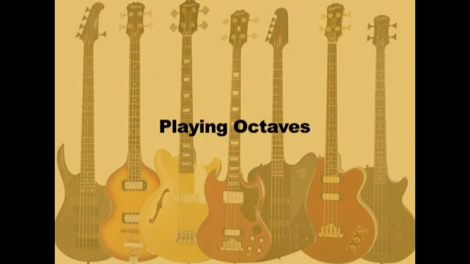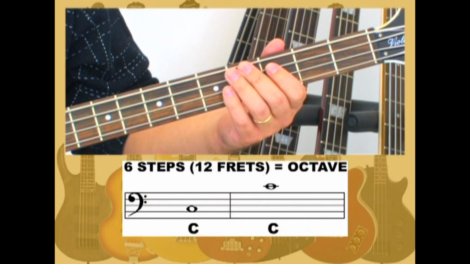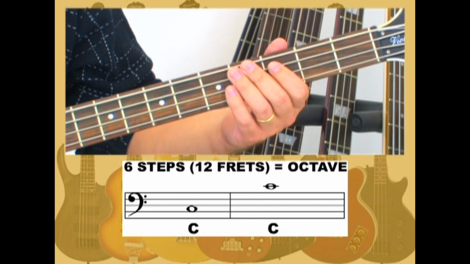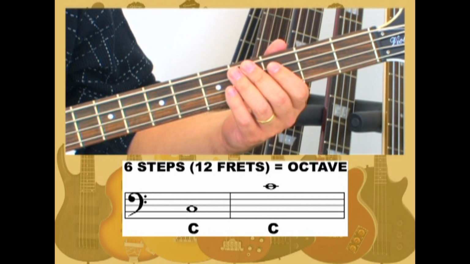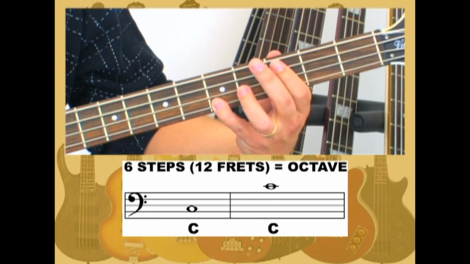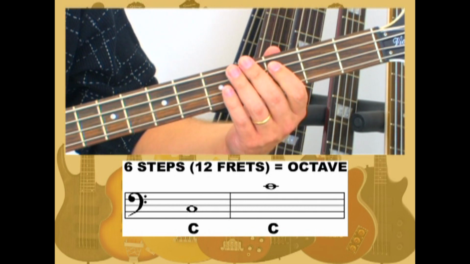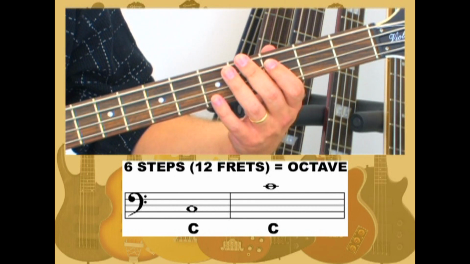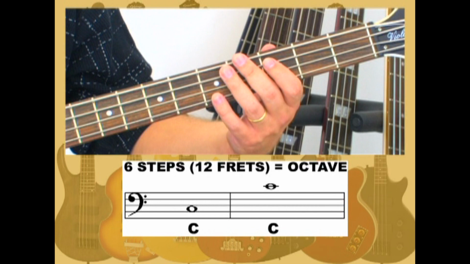Every note has an octave. They share the same name, but they are 6 steps or 12 frets distance on the bass guitar. The octave is exactly double the frequency or pitch of the starting note. Or if you are going down in pitch, the lower octave is exactly half the frequency or pitch of the starting note.